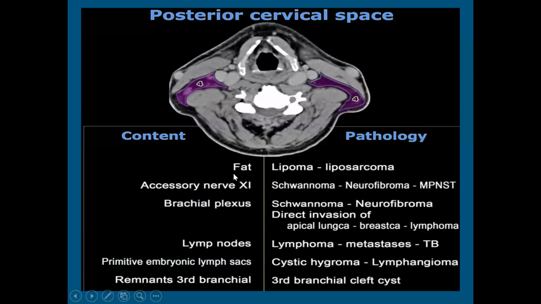As far as fat is concerned, we can have lipoma and liposarcomas arising. We can have the various neurogenic tumors. We can have pathology related to the lymph nodes: lymphoma, mets, tuberculosis. We can have lymphangiomas, cystic hygromas, and we can also have the third branchial cleft cyst in this posterior cervical space.